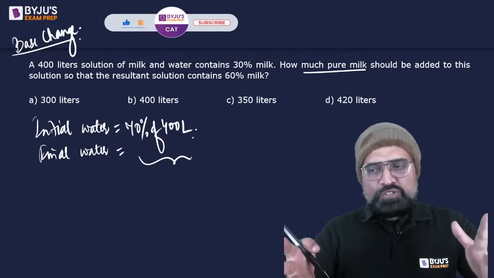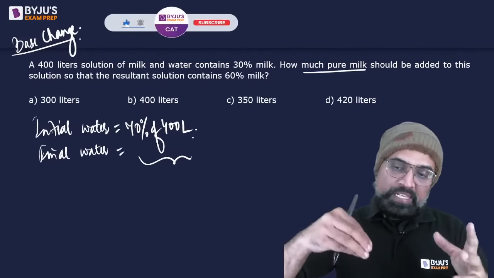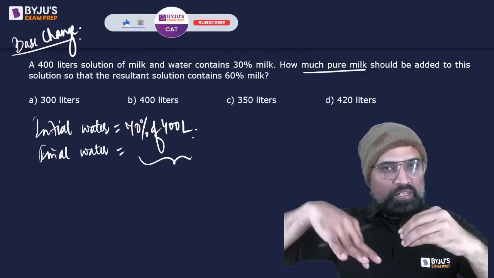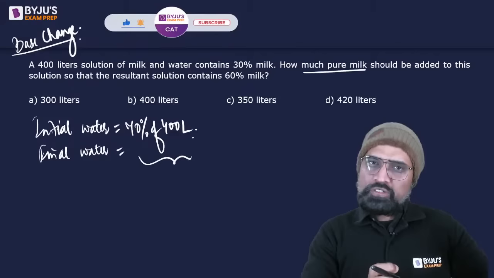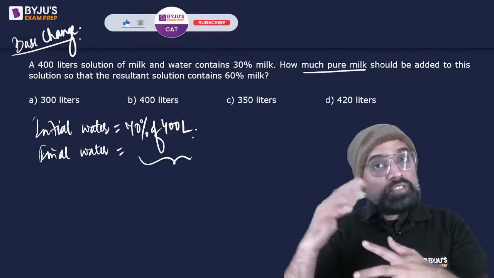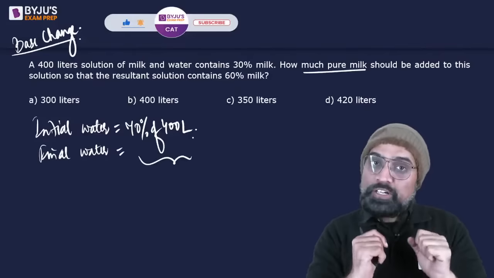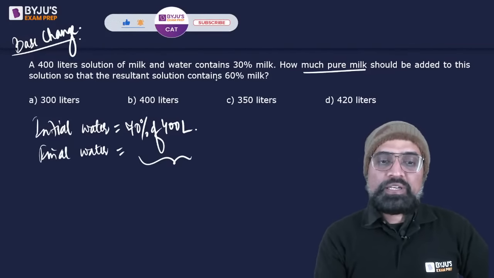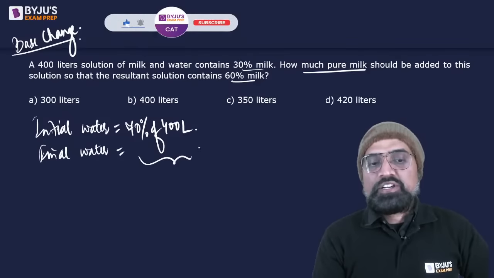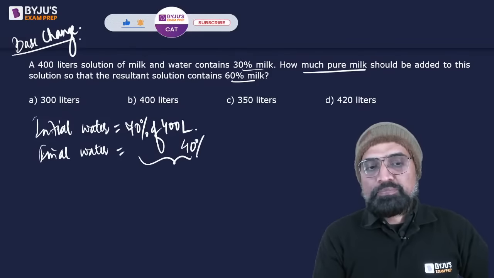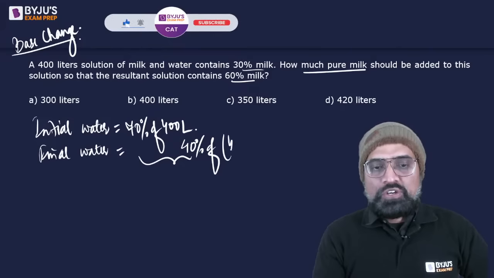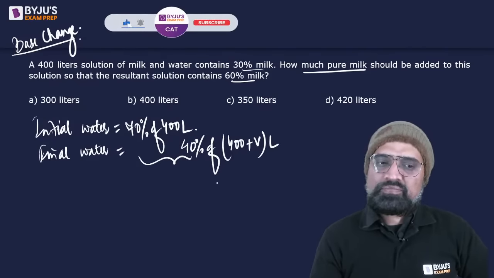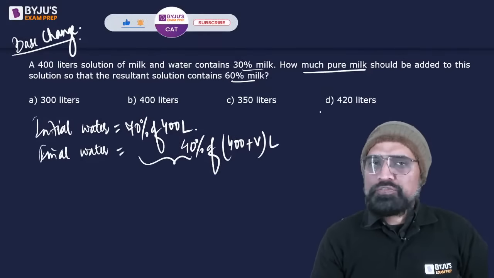See, you have a solution which is made up of milk and water. When you add more milk, you're not disturbing the water content, right? It will remain as such. Percentage will change, but the volume will remain as such. So can I say final water volume is going to be, since 60% is milk, going to be 40% of 400 plus, let's say, V liters? Since they are going to be same, all you have to do is equate.